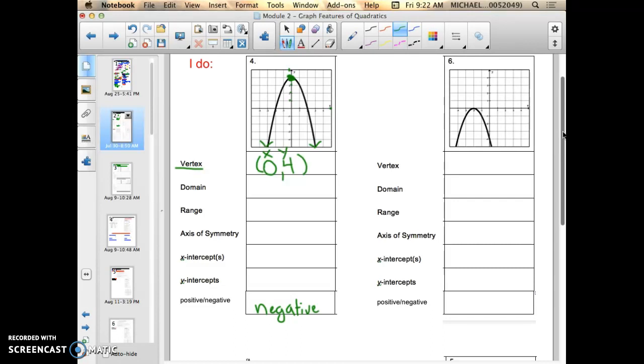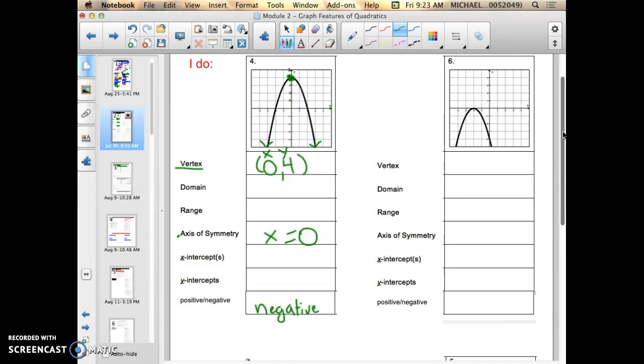Now the vertex automatically tells me the axis of symmetry, because if you remember, the axis of symmetry is always the x value of the vertex, all right? And you need to write it like that, x equals 0, meaning that at the vertical line of x equals 0, it cuts it in half equally. Now let's move on. I'll save domain and range for last.